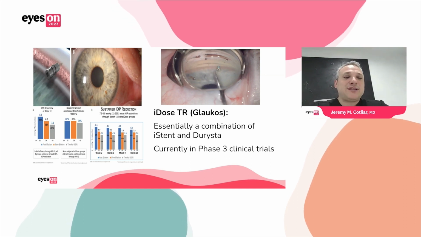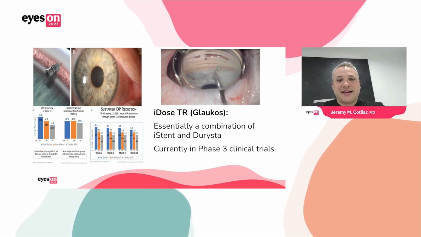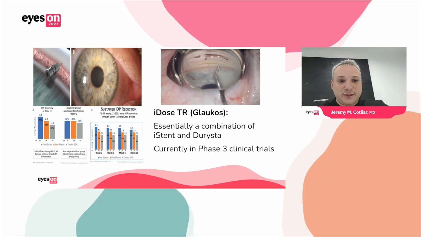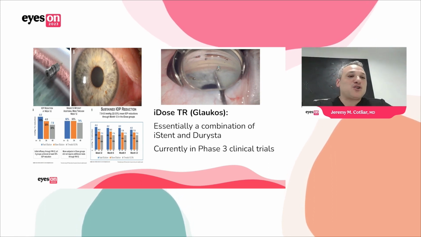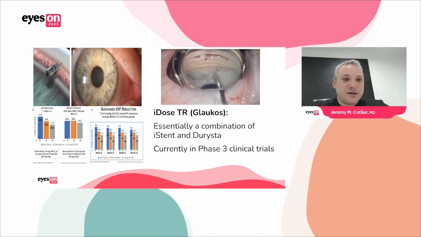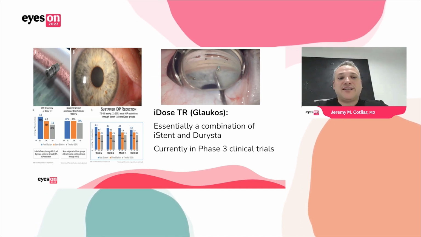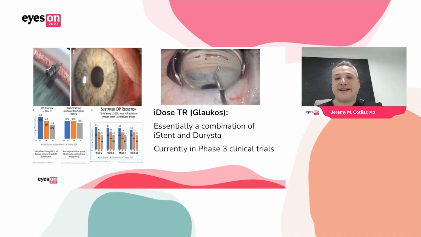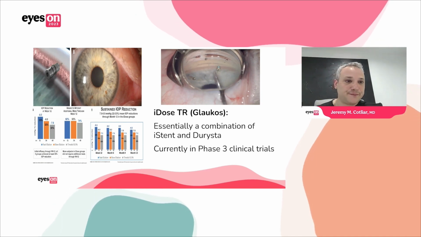In addition to the iStent portion of the iDose, it also elutes a drug. It elutes IOP lowering medication, which also helps lower the pressure inside the eyes, and it has so far shown sustained IOP reduction. It's currently in phase 3 clinical trials.